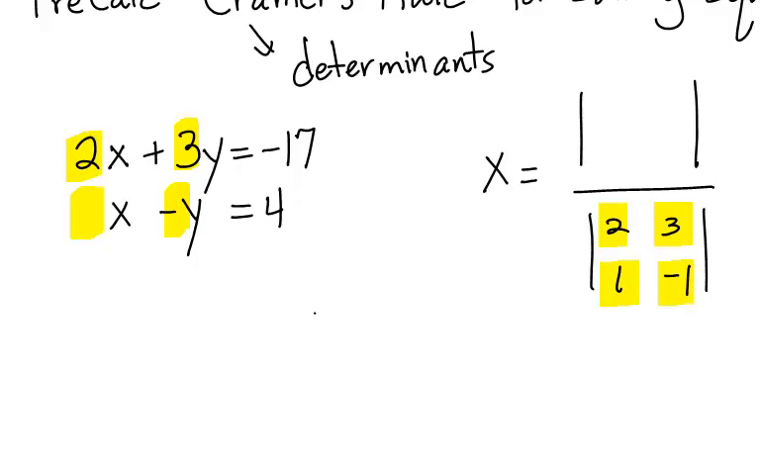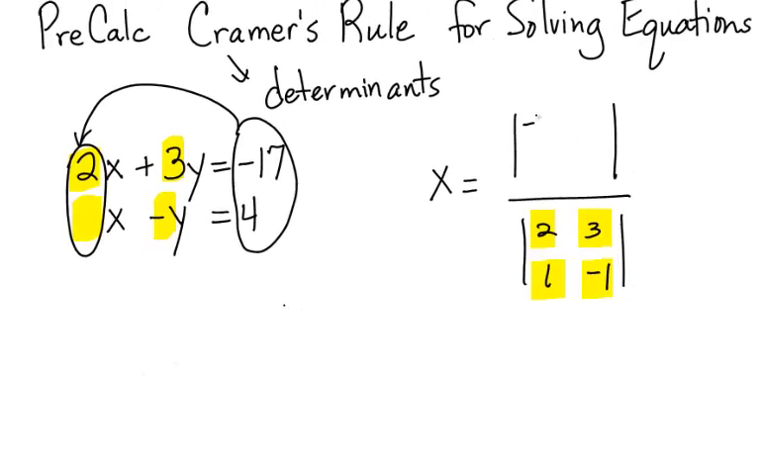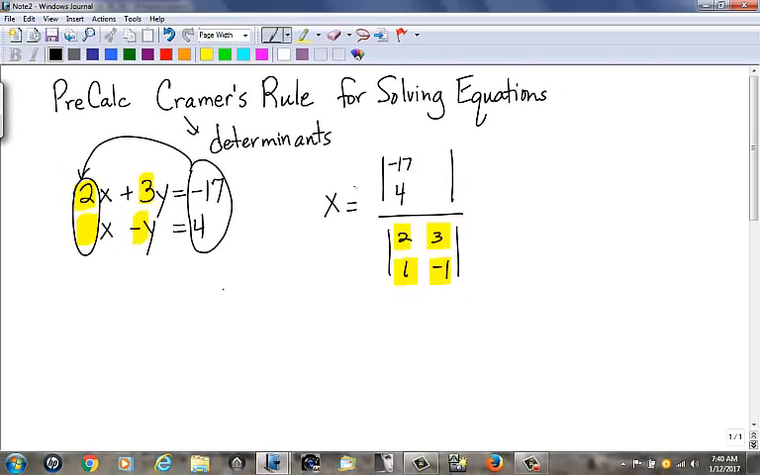If you're solving for x, you put these in for the x coefficients. So it's going to be negative 17, 4, and then use the y coefficients. So it's going to be 3, negative 1. So you basically put the constants in where the x coefficients are. Okay, and now figure those 2 by 2s.